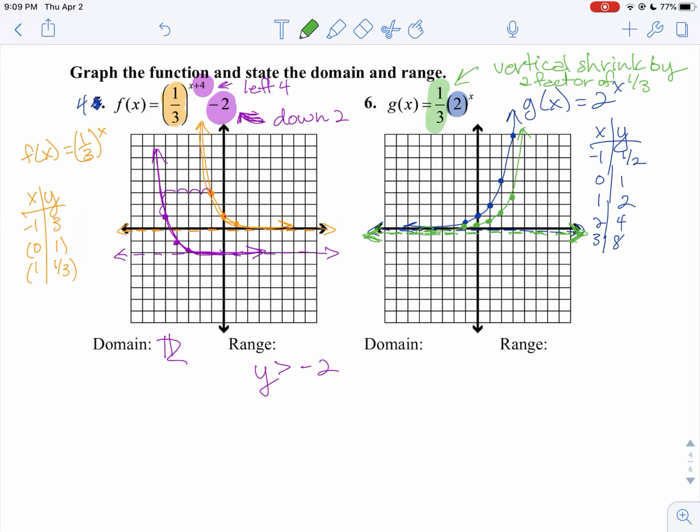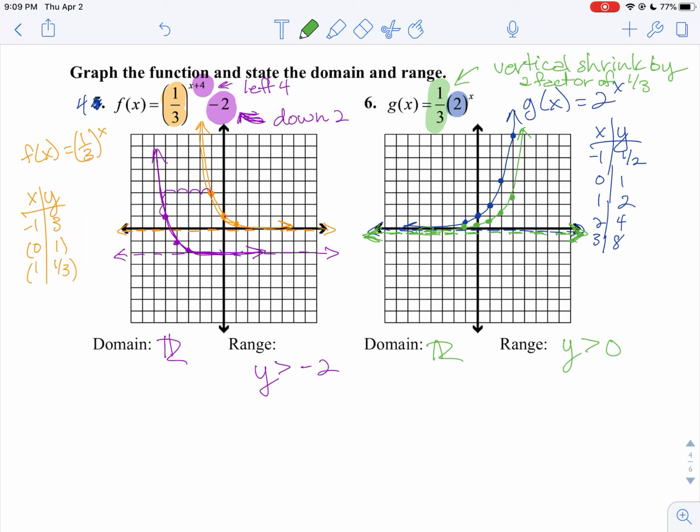of 1/3. And so then let's talk about domain and range for this one. The domain is going to be all real numbers still. They always will be all real numbers for exponential functions. And the range is going to be just what it was the other day. It's going to be y is greater than 0 because my asymptote is on the x-axis and my graph is only going up from there.